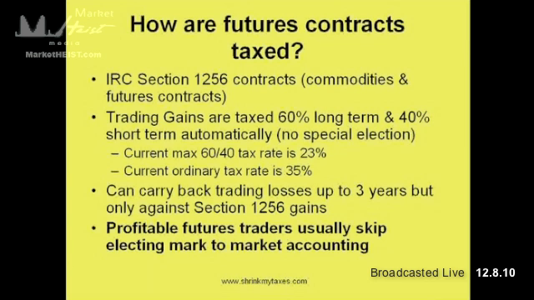With the 1256 contracts, you can carry back trading losses up to 3 years, but only against other 1256 contracts and their gains. So if you're trading E-minis and you've got losses on the E-minis, you can take those losses back up to 3 years, but it's only going to offset other gains that you've had on E-mini contracts in prior years. So as I said, profitable futures traders usually skip electing mark-to-market accounting because of the tax advantages that are already inherent in those contracts.